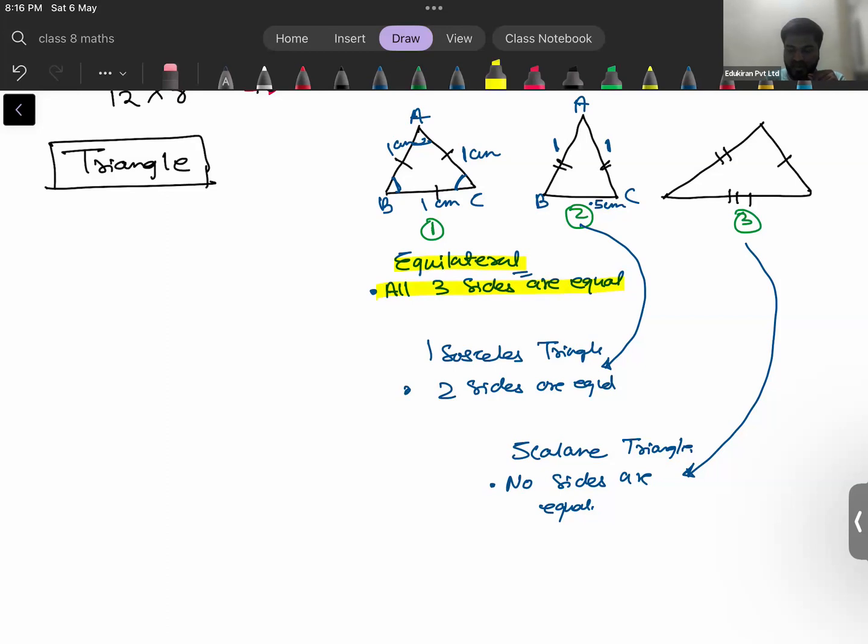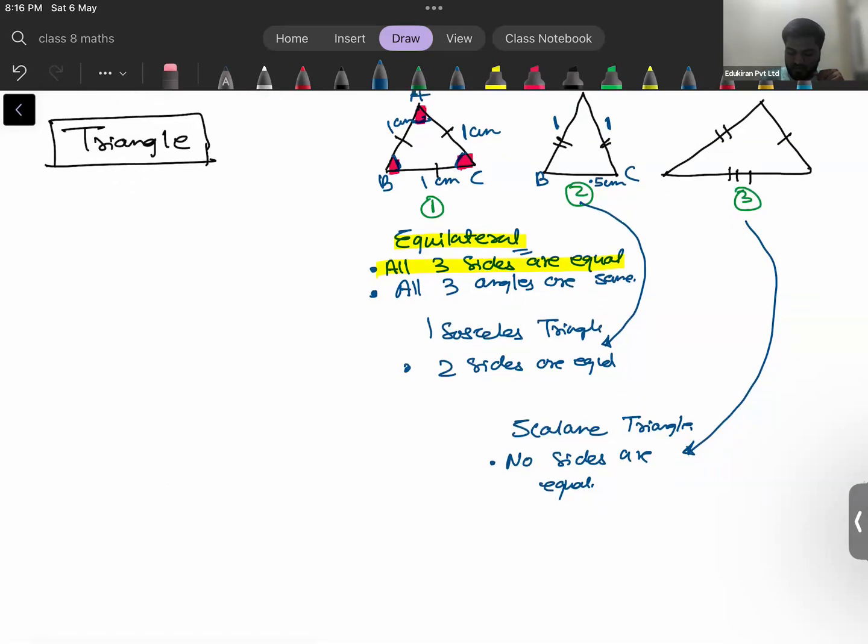So if we talk about an equilateral triangle, in which all three sides are equal, what can we say about their angles? Are their angles also the same? What would you say about its angle? So remember this thing, that in an equilateral triangle, all three angles are also the same.